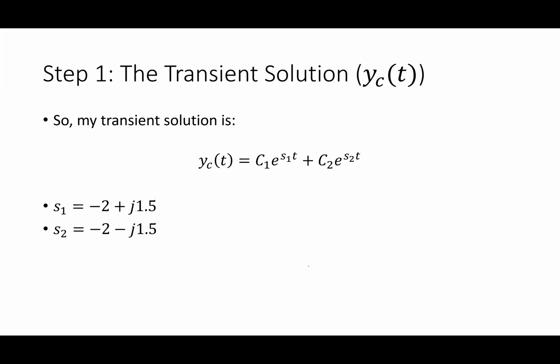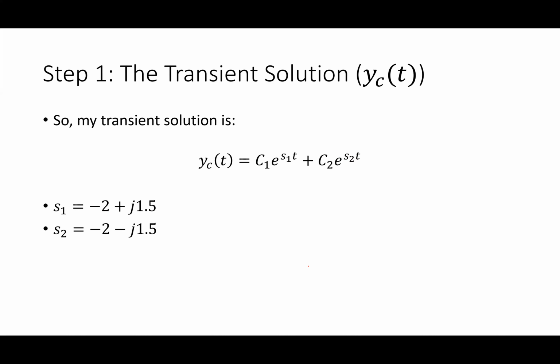I don't know what C1 is, don't know what C2 is, but we can't ever get that until we get to the total solution. At this point, what is this system? Is it overdamped, underdamped, critically damped? Which one is it? Critically damped? Or not critically, underdamped? Underdamped, right? Which means I'm going to get a decaying sine wave. We don't know what the sine wave is, we just know it's going to decay.